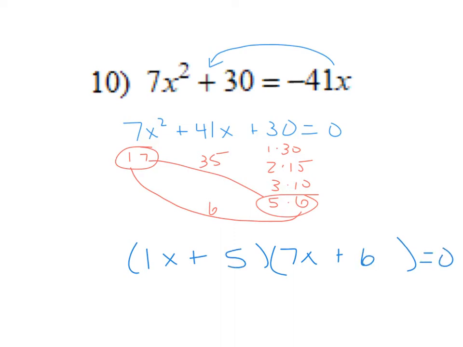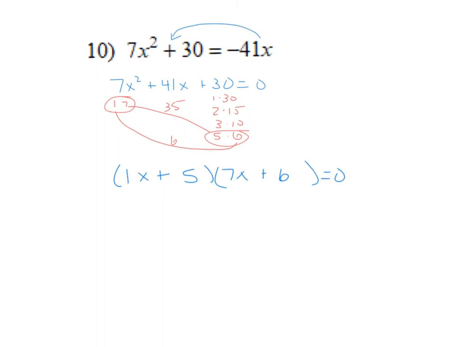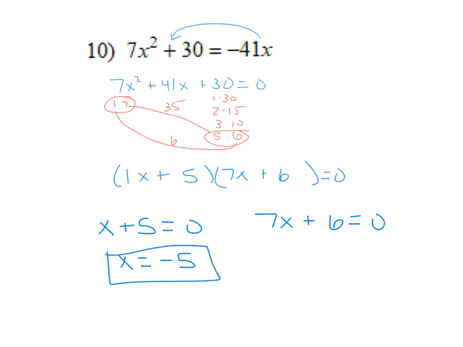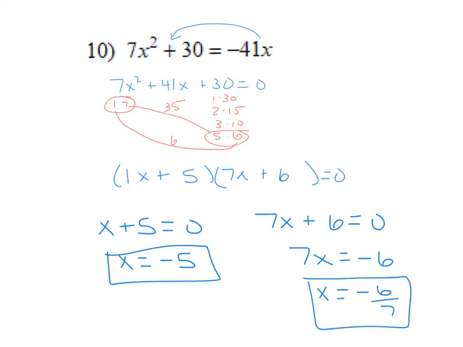Okay, now I'm going to set each part equal to 0. So I've got x plus 5 equals 0, and 7x plus 6 equals 0. So x is going to equal negative 5. And then here I'm going to subtract the 6 over and get negative 6, and then divide and get negative 6 sevenths. So my two answers are negative 5 and negative 6 sevenths.